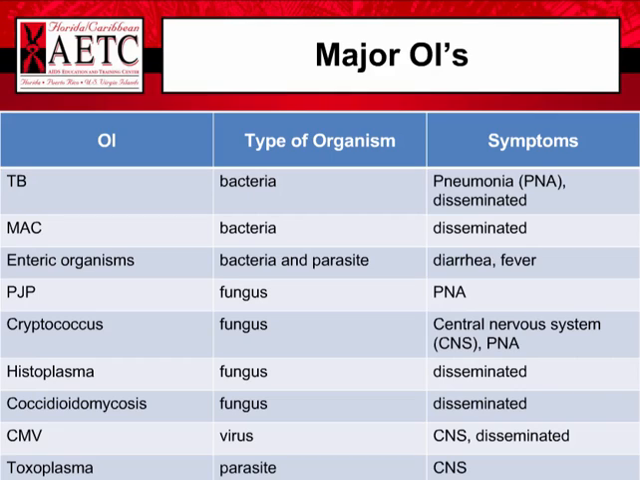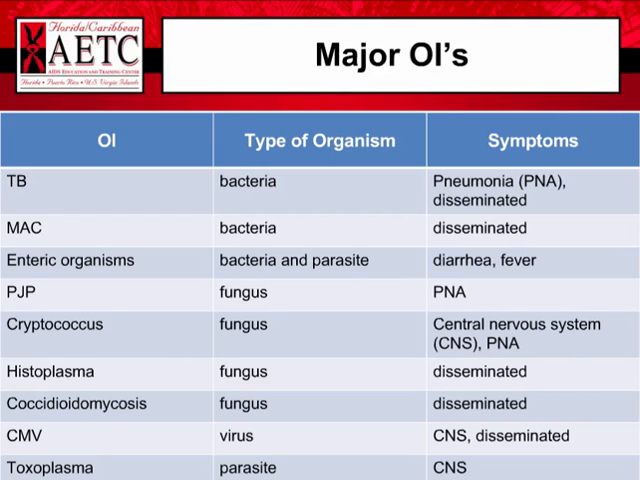Enteric pathogens, again, those GI pathogens, can include things like bacteria and parasites. They typically cause diarrhea, which may be bloody or non-bloody, fever, as well as abdominal pain. Pneumocystis pneumonia is a fungal infection that we typically see as causing pneumonia. Cryptococcus below is also a fungal infection that predominantly causes central nervous system issues like meningitis, but it can also disseminate and cause pneumonia as well.